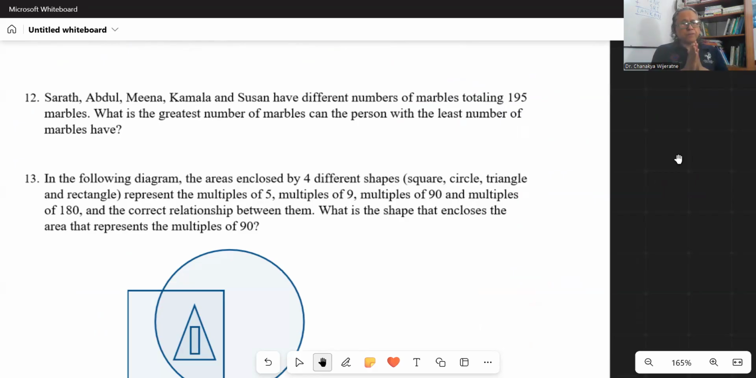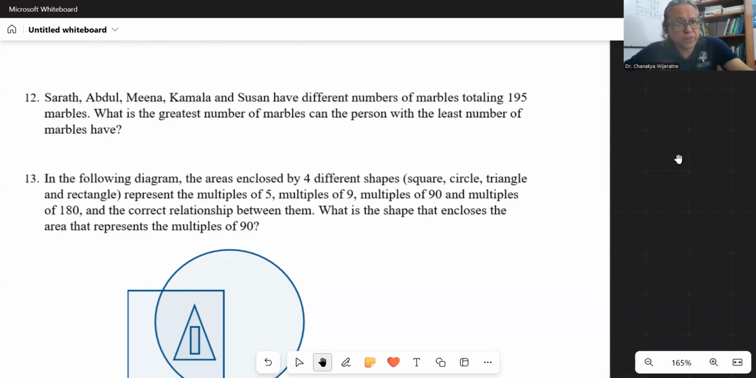So, now to make the one who has the least number have the greatest, we have to make the difference bare minimum between 5 people. What's the bare minimum? It is 1, because the numbers have to be different. So each one differs by 1, right?